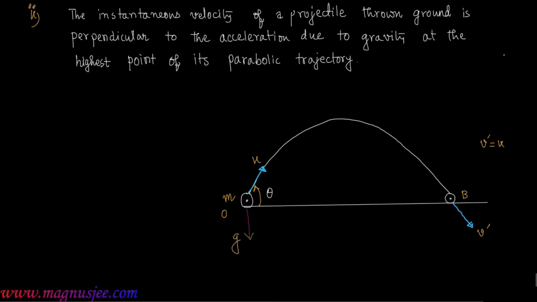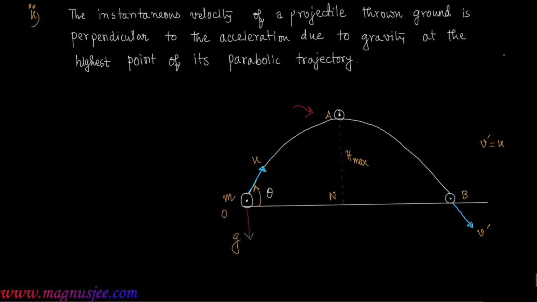And at the initial point O, acceleration due to gravity acts downwards. Small g acts downwards at the point O. Now we consider that the projectile reaches the highest point A. And H max is the highest height or maximum height attained by the projectile at the highest point A. At the highest point A, the projectile has a tendency to move along the tangent with the velocity V.